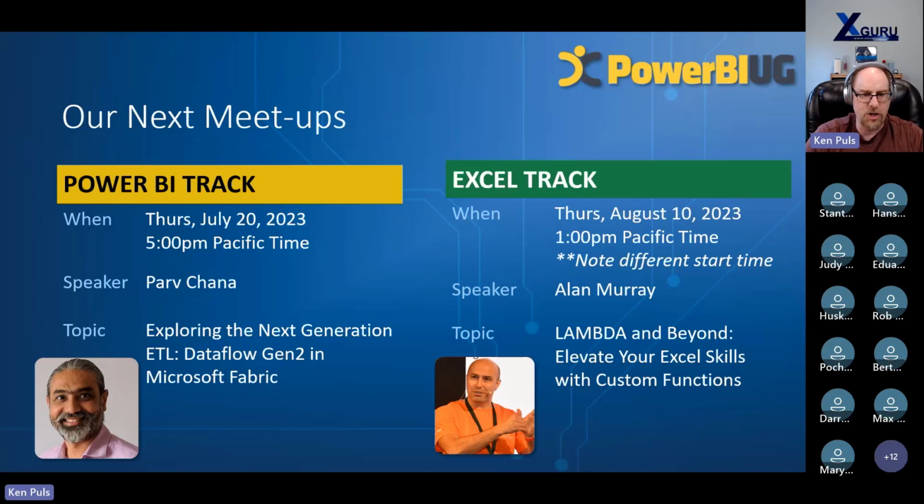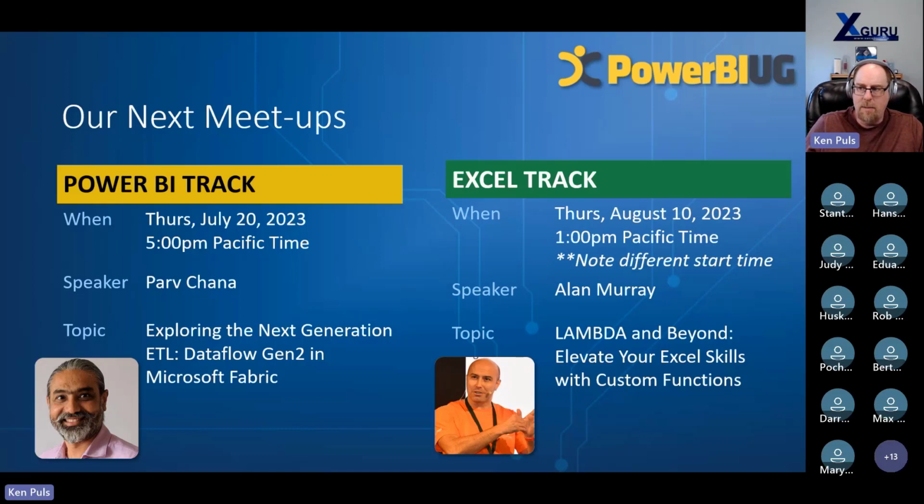Our next meetup is two weeks from now on Thursday, July 20th. I'm pleased to be welcoming Parv Channa back to the platform, and he's going to be talking about exploring the next generation of ETL, Dataflow Gen 2 in Microsoft Fabric, which, if you don't know, is sort of the new name for Power BI, or Power BI for IT. It's really more about load destinations and things like that. So Parv's going to be giving us a good overview of Dataflow Gen 2 and how that ties in there.